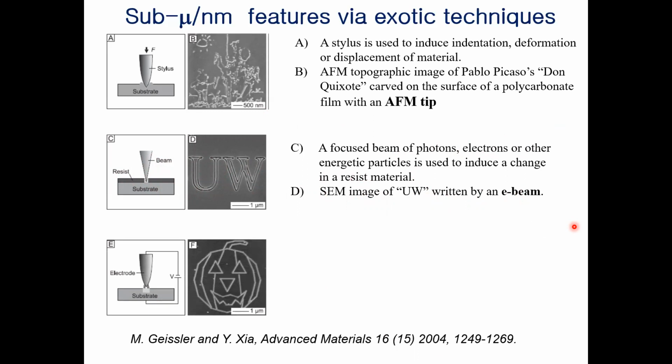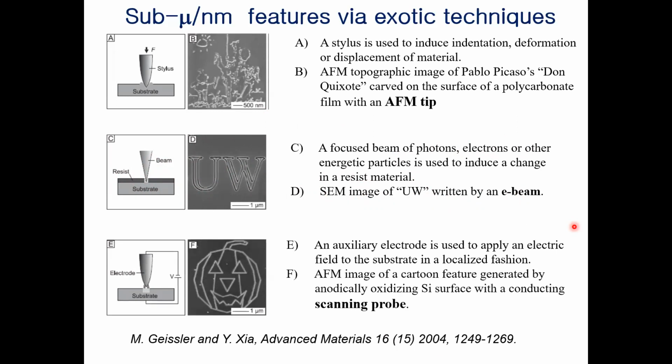Or you can take a piece of silicon and, through, let's say, an AFM tip, you can apply an electric field and locally oxidize silicon into silicon dioxide. So these white features that you see are oxidized silicon on a silicon substrate. So this is scanning probe. This is an AFM image of the scanning probe that was used when you apply an electric field and oxidize silicon locally.